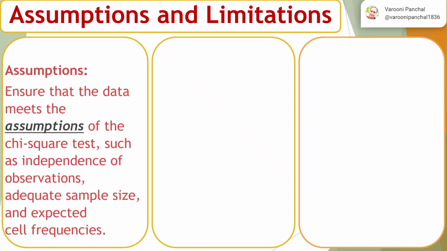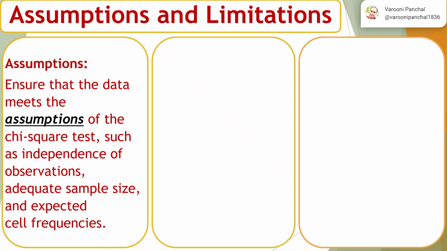Assumptions and limitations. Ensure that the data meets the assumptions of the chi-square test, whether it is independence, sample size, or expected cell frequencies. For example, if the frequency of a cell count is less than 5, like one of the cell counts is less than 5, in that case I will use Fisher's exact test. I will not use the chi-square test.